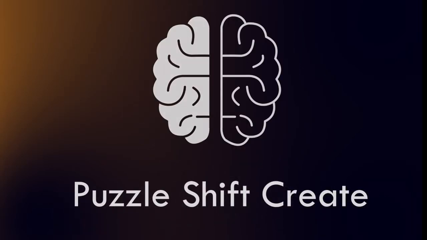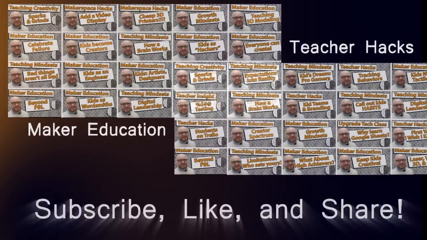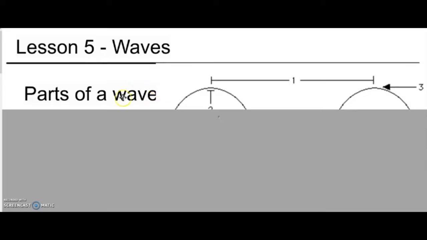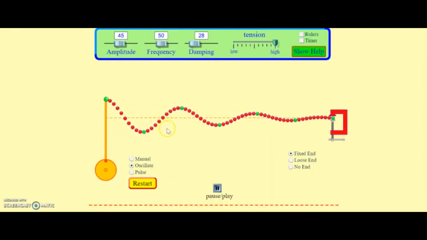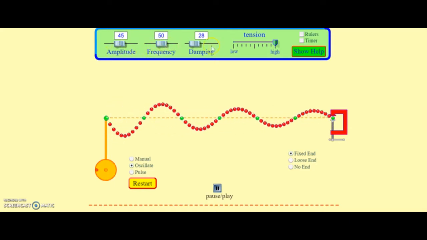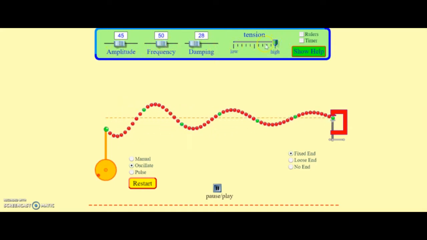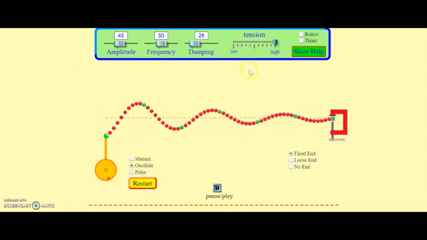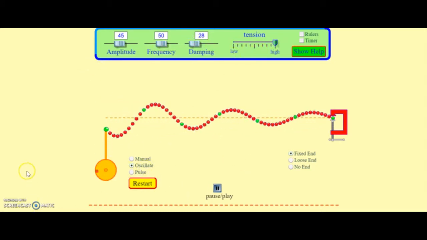Okay, so we're going to start the lesson 5 notes. This is all about waves, different types of waves, and different things you need to know about waves. But first of all, here is a wave on a spring. With this tool, we can change the amplitude, frequency, all this stuff that I want us to notice. Before we can play with any of this, we need a little bit of notes.